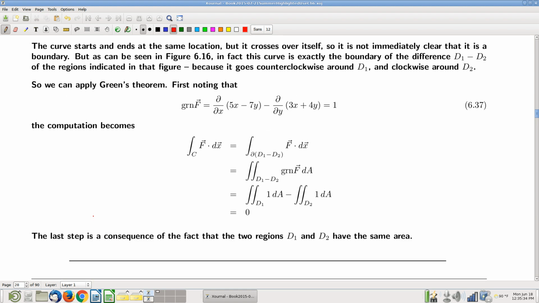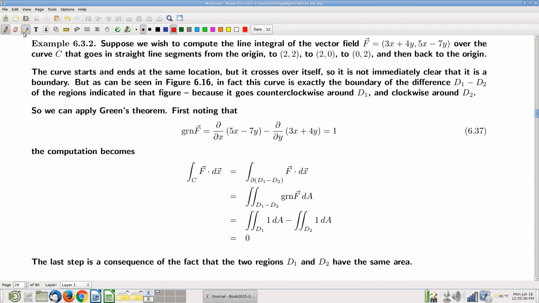Okay, so going back to the algebra, recognizing that our curve is a boundary, we can rewrite the line integral as specifically a line integral over a boundary, suitably interpreted. Line integrals on boundaries are double integrals of Green's operator. That's just invoking Green's theorem.